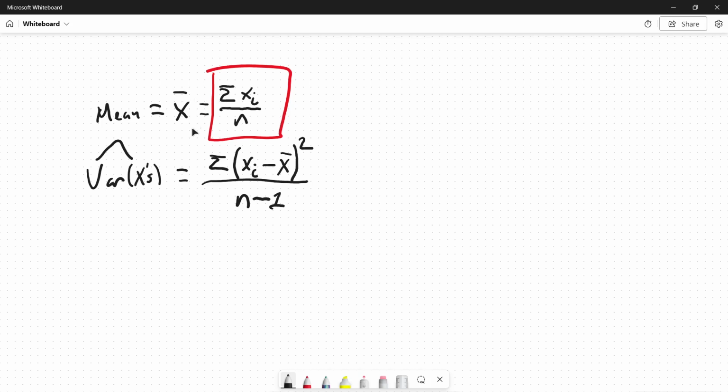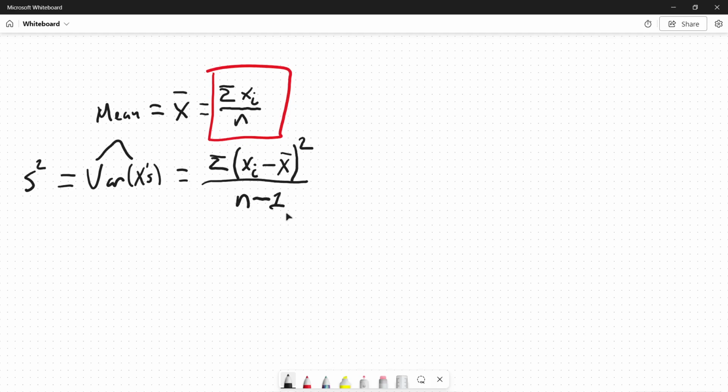So x bar is your sample mean in the same way that variance, which I've just put a hat on, is my sample variance. But we've got a letter that we use for that as well, just like x bar. We call this s squared. Okay, so s squared is the estimated variance, and it's got this n minus 1 in the denominator.